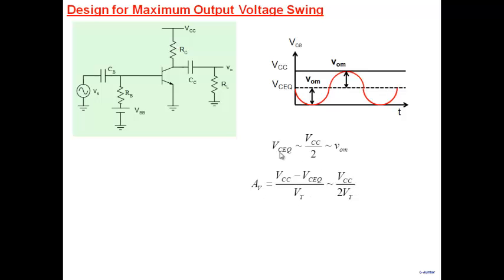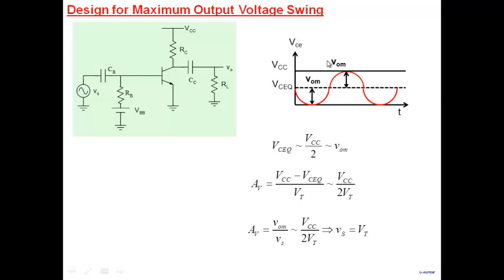If I'm trying to attain this condition, VCQ is VCC by 2. So if I put VCC by 2 here, the gain under this condition will turn out to be VCC by 2 VT. This is the gain that I will get if I bias my transistor right in the middle. Gain is output voltage divided by input voltage, so output by input is VCC by 2 VT. And we know that for this kind of biasing, VOM we are expecting is equal to VCC by 2. So if I put VCC by 2 here, what value of VS, or input voltage, do I have to apply? It turns out to be VT.